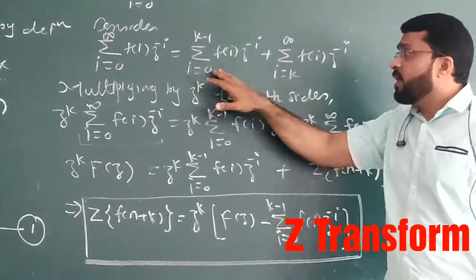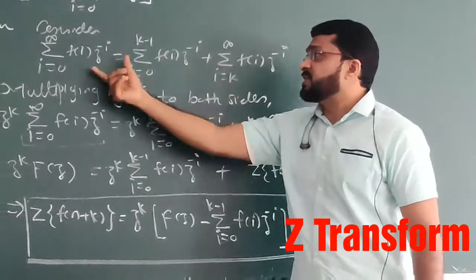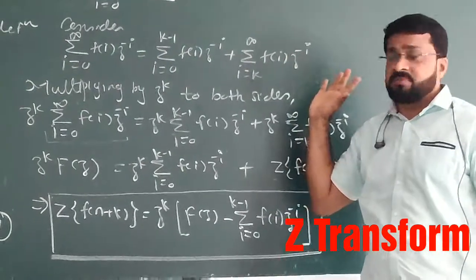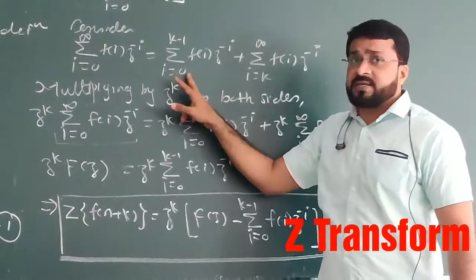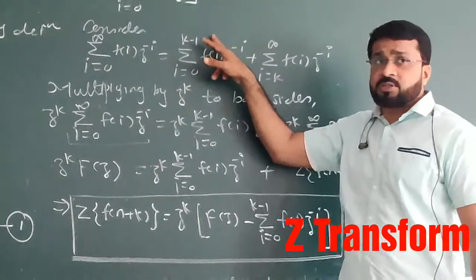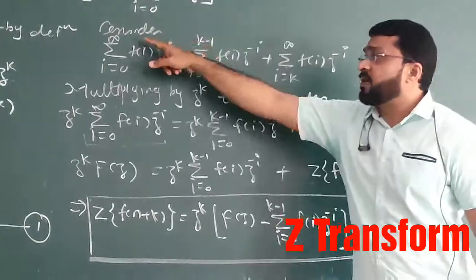एक रहेगा 0 to k minus 1 और then k to infinity. This will be as it is f of I z to the power minus I in each summation. और अब इसको हमने ब्रेक कैसे किया? लोअर लिमिट 0 था, वहां से स्टार्ट किया, बीच में एक टर्म लिया that is k minus 1 यहाँ तक. उसके बाद then it is k to, it is upper limit up to infinity we have to go.